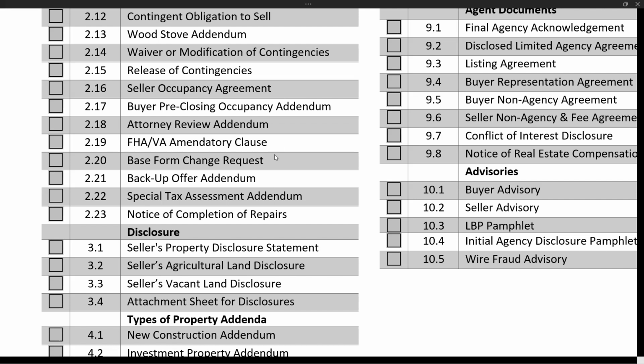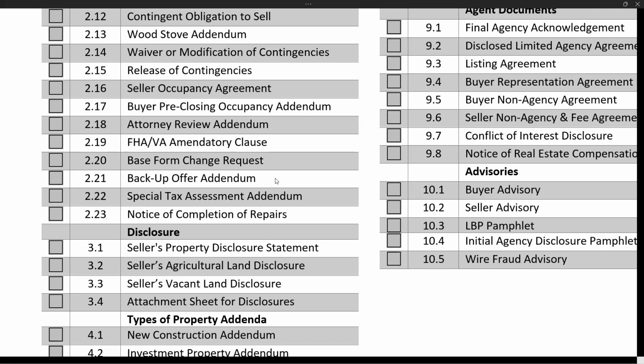2.20 is the base form change request. The base form change request is designed for those instances where you are asking another party to change the format of the form that they're using, to switch to a different library of forms. It's a request, it's not a counteroffer. They can deny the request and you'll proceed as though the request was never made.